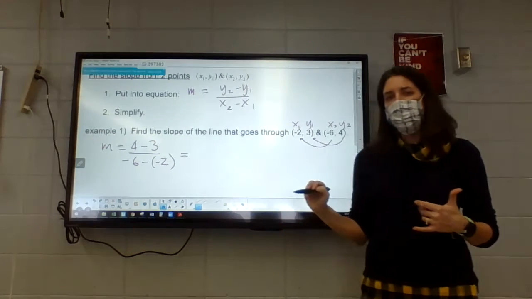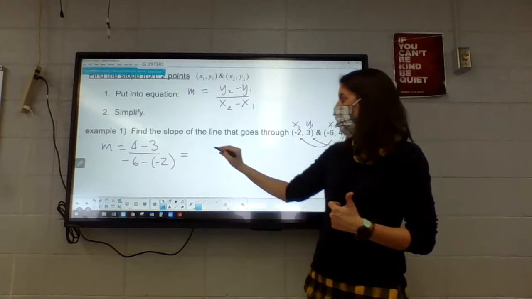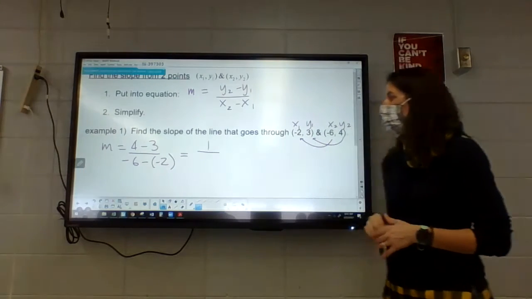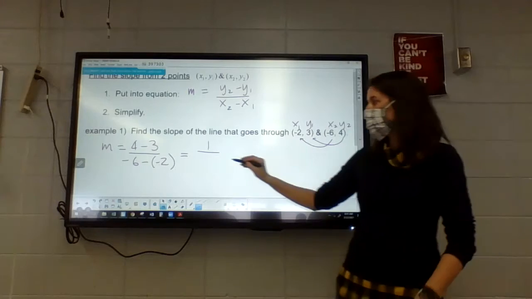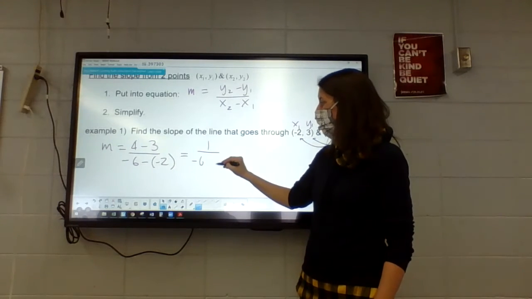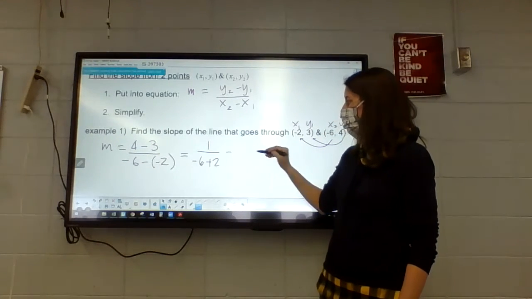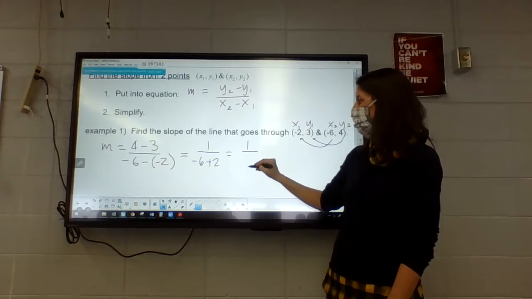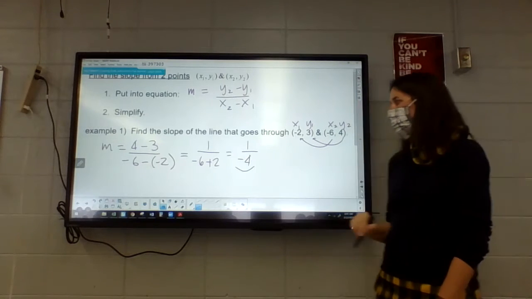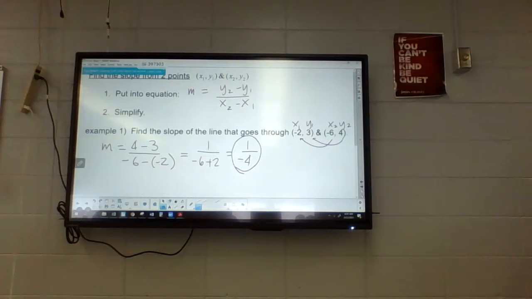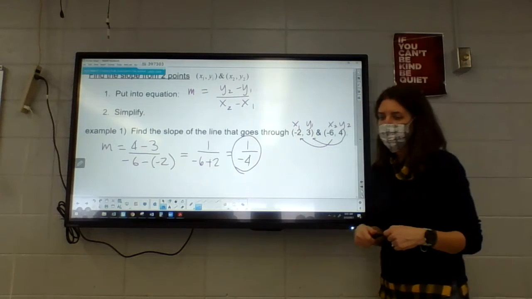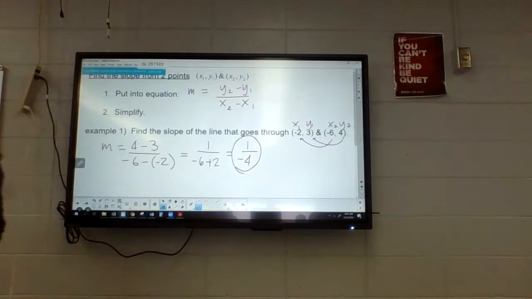So 4 minus 3, we get 1. -6 minus a -2 is going to be -6 plus 2, which is just going to be -4. So our slope in this case is -1/4. So we didn't have to do any graphing. We were able to just put that together in that formula and figure out the slope.